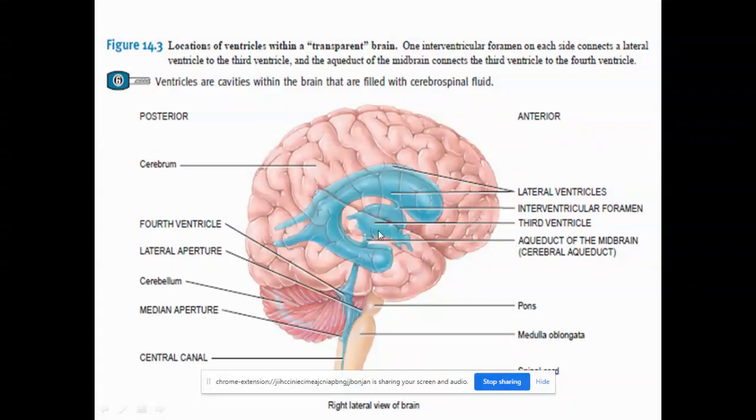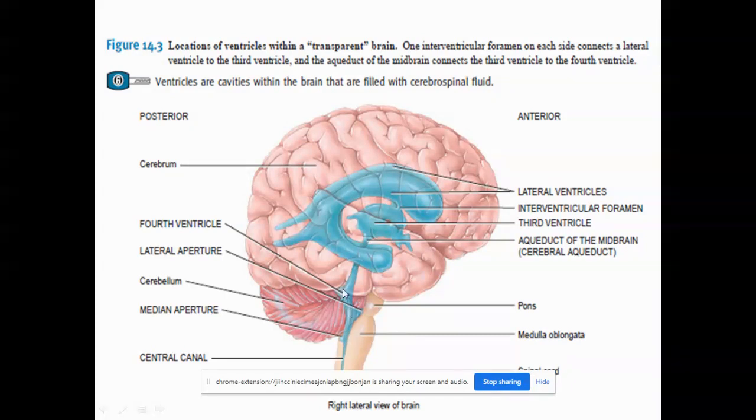From the third ventricle, it passes on to the fourth ventricle through another opening called the aqueduct of the midbrain. So it is called the cerebral aqueduct. It is present in the midbrain. Then it is passed on to the next, the fourth ventricle. So this you can see is the fourth ventricle. So from the fourth ventricle, it passes into the spinal cord.